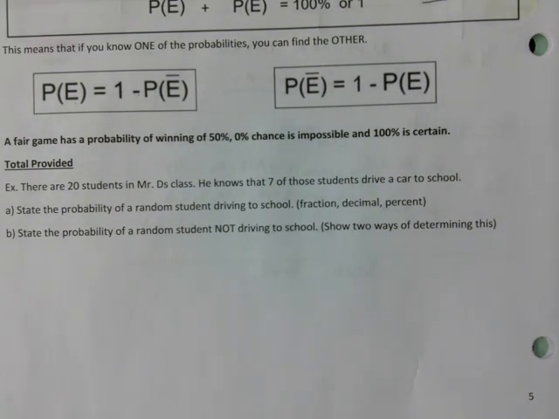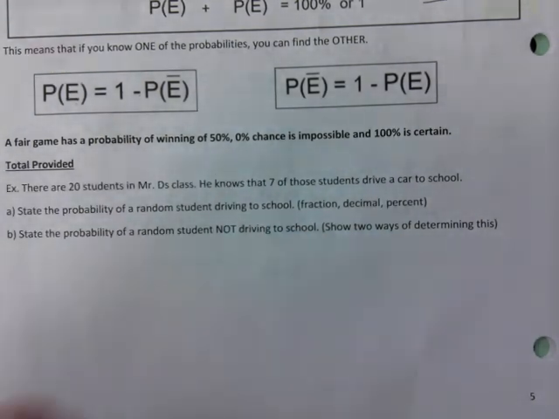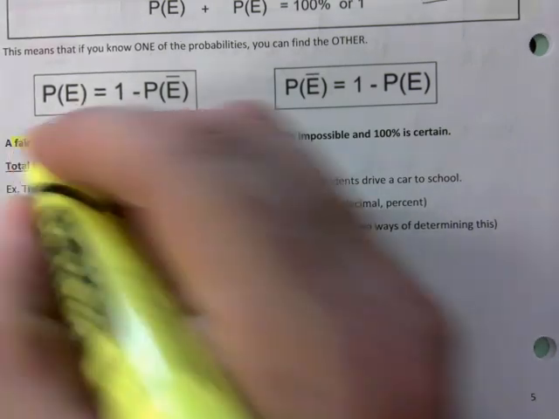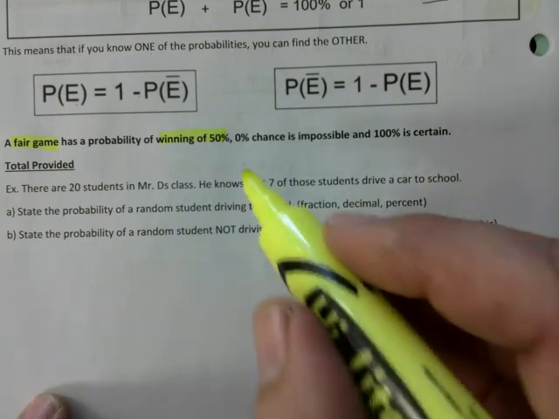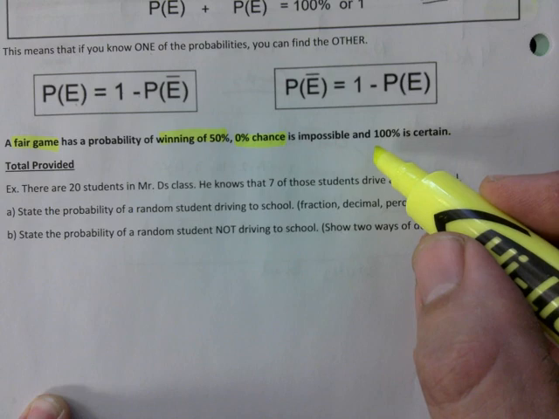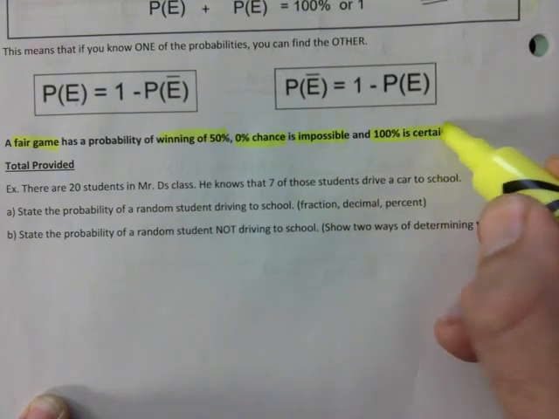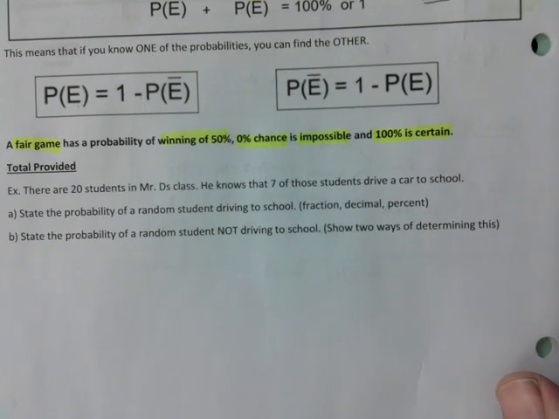A fair game has a probability of winning 50%, right? That would be a fair game. So let's highlight that. A fair game would be saying if you can win 50% of the time. So none of the Red River X games, right? None of them are fair. You always lose money. A 0% chance means that it is impossible, while 100% chance means it's just certain that you're going to win. Okay, so if you ever come across those, 0 impossible to win, 100 obviously it's certain that you're going to win.